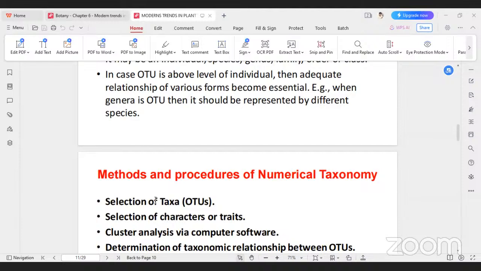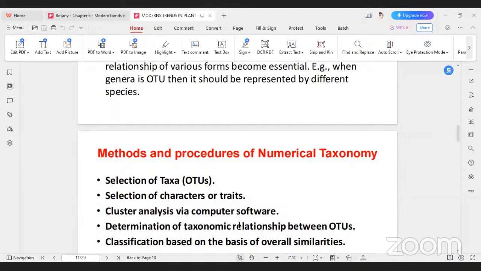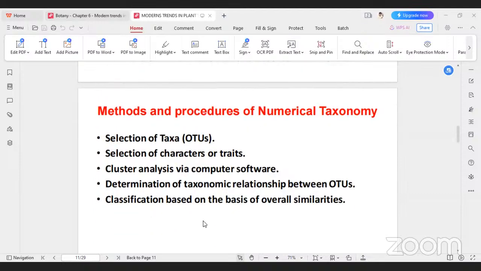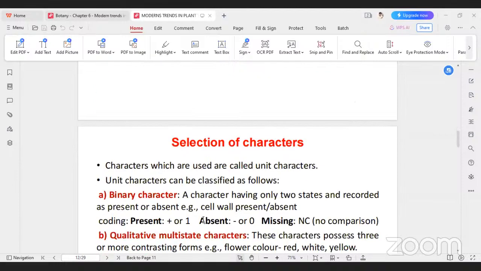Methods and procedures of numerical taxonomy. First, as already told, selection of taxa, the OTU. The taxa may be at genus level, species level, or family. Next, selection of characters or traits. After selection of OTU, next is selection of characters. Then cluster analysis via computer software, determination of taxonomic relations between OTUs, and classification based on overall similarities.